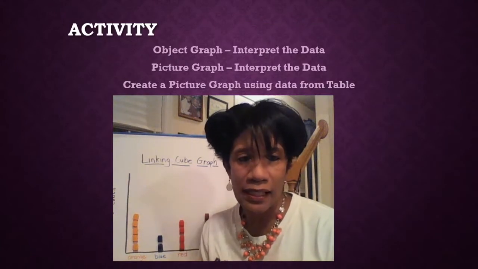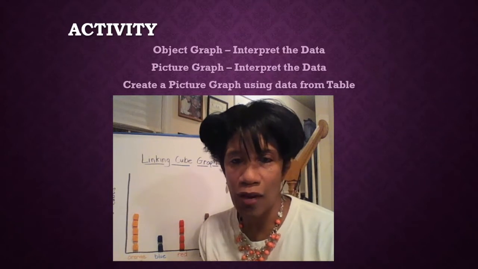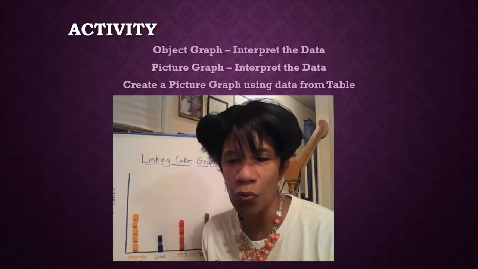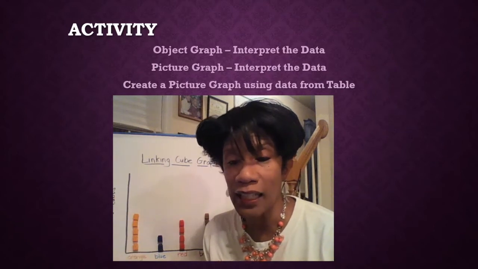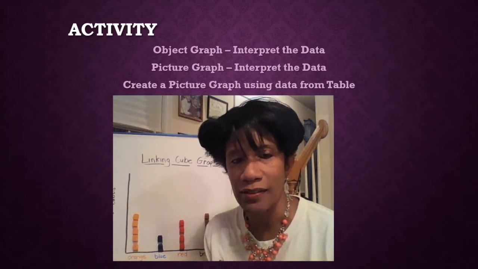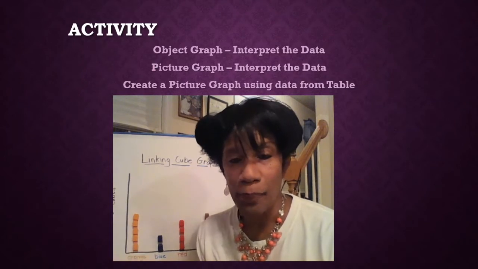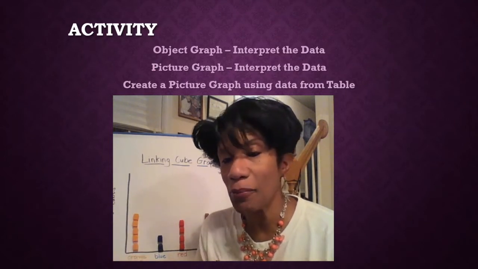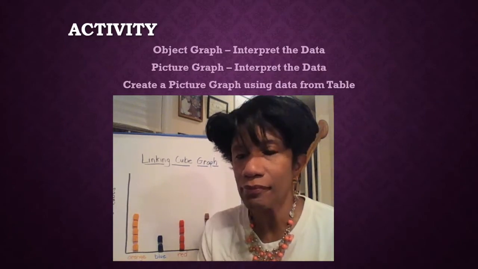So our first activity is going to be looking at an object graph and a picture graph and then interpreting the data. What do we mean when we say interpreting the data? That means that we're going to be looking at the information that's there and deciding if we can figure out some answers to some questions. The last thing that you'll do is create a picture graph based on the information or the data that's in the table that you'll see.